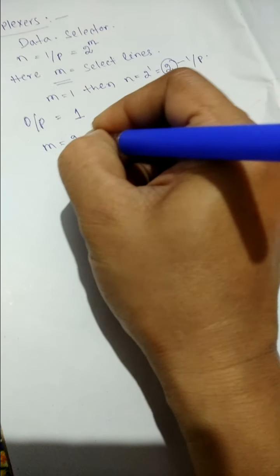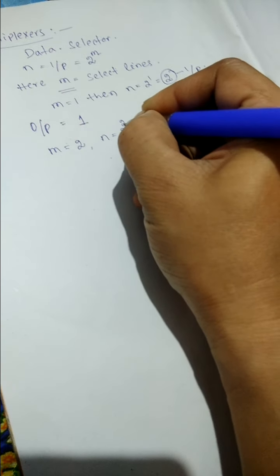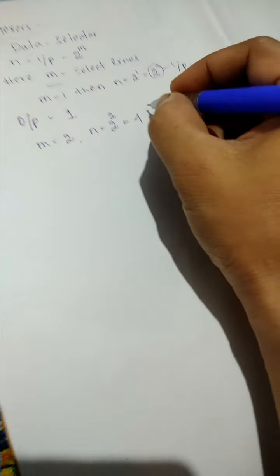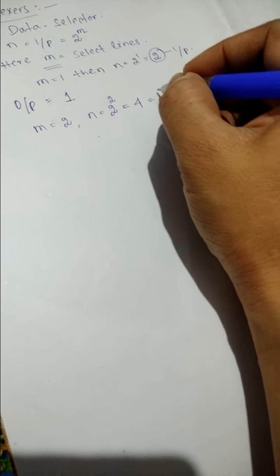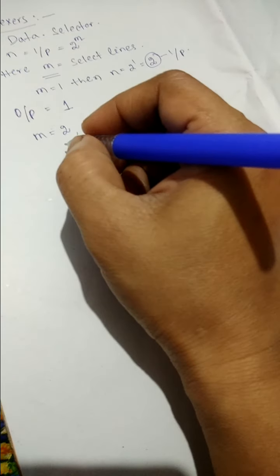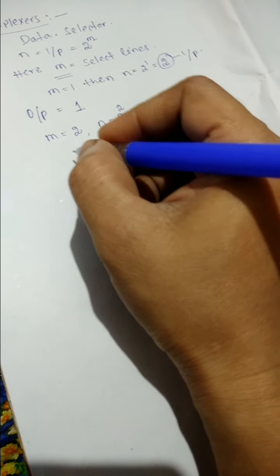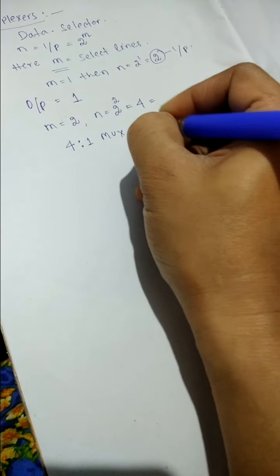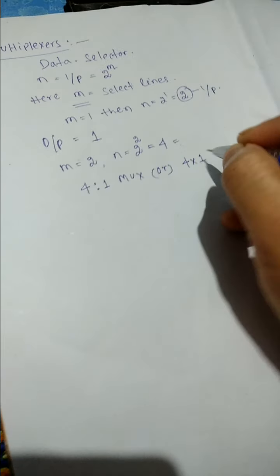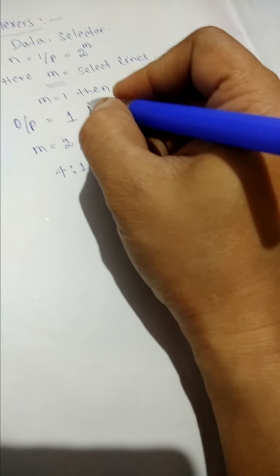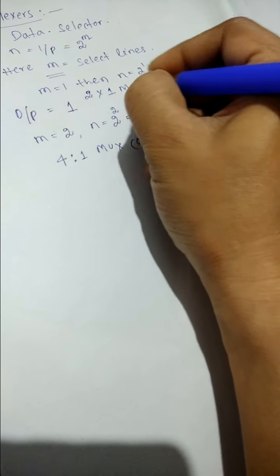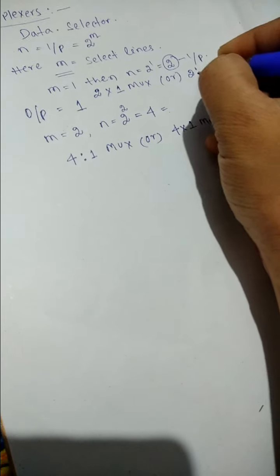Similarly, if m equal to 2, then n equal to 2 to the power 2, equal to how much? It is 4. So here number of inputs are 4. We can designate or symbolize it as 4:1 mux. This can be symbolized as 2:1 mux.